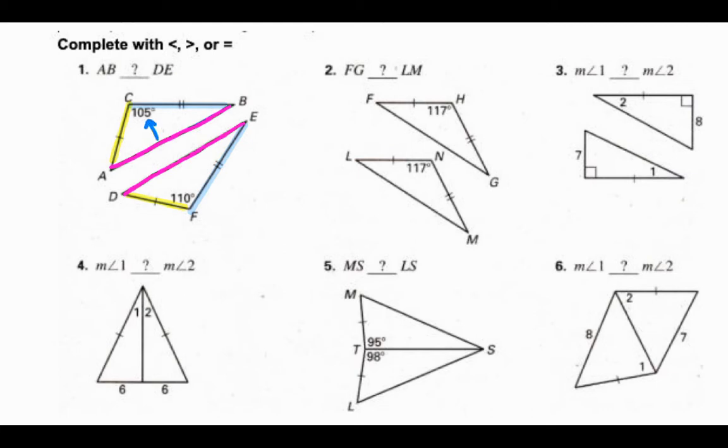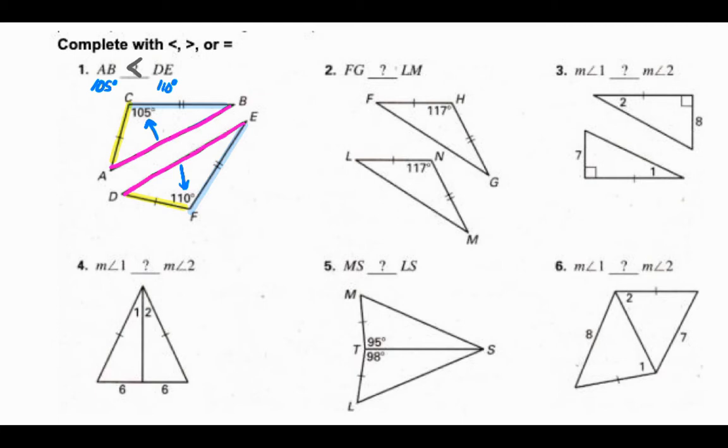Opposite AB is a 105-degree angle. Opposite DE is a 110-degree angle. We use the same inequality symbol for the numbers that we do for the sides. So since 105 is less than 110, the length of AB is less than DE.